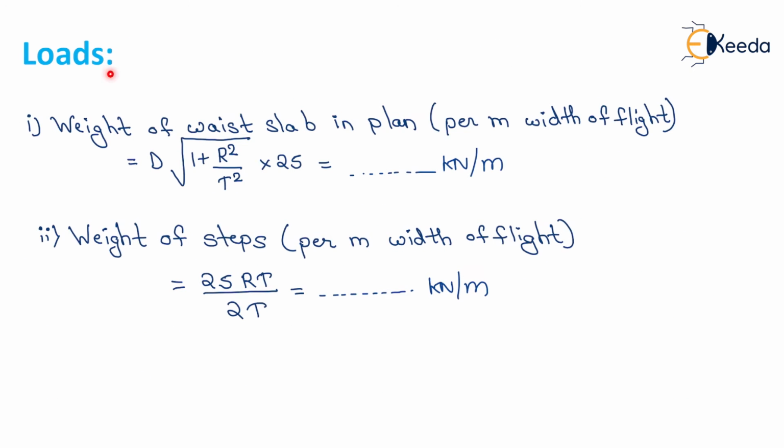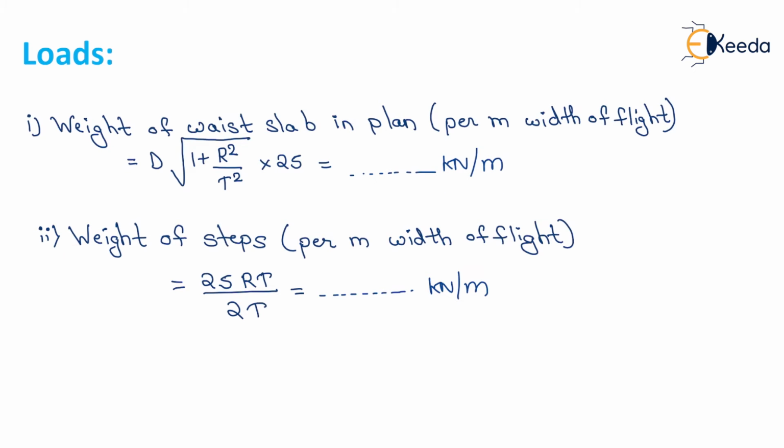Now, load calculation. In load calculation, first we have to calculate weight of waist slab in plan per meter width of flight equals capital D into square root of 1 plus R square upon T square into 25. Here R and T are risers and treads and D is overall depth which we had calculated in earlier step. Now we will get weight of waist slab in plan in kilonewton per meter.